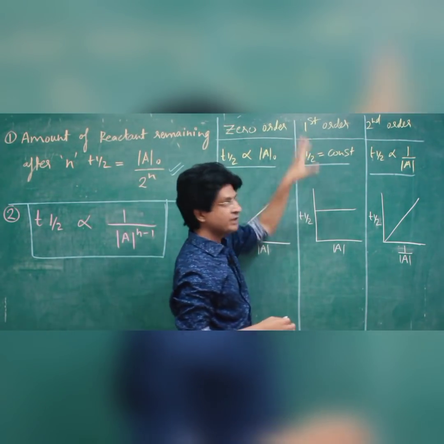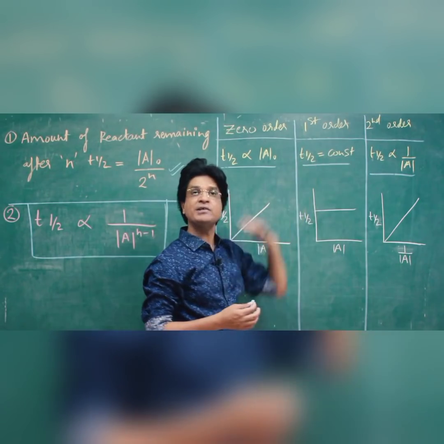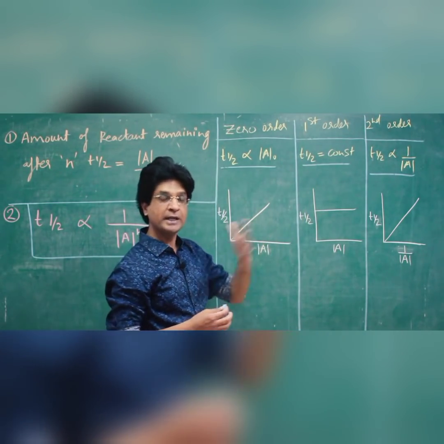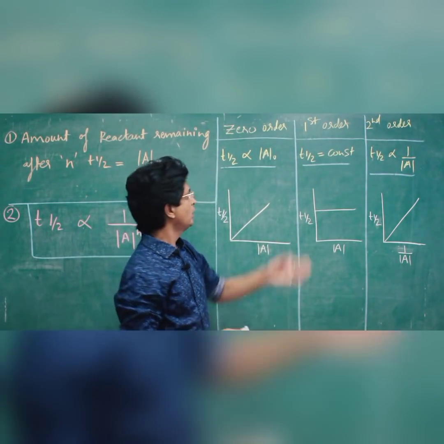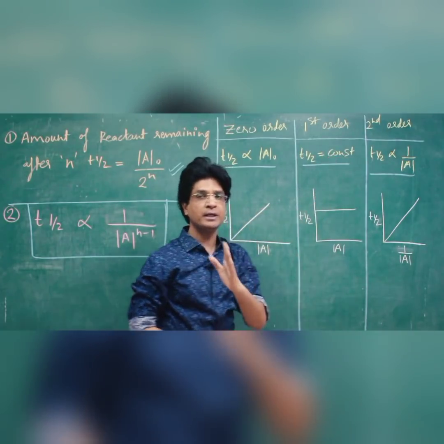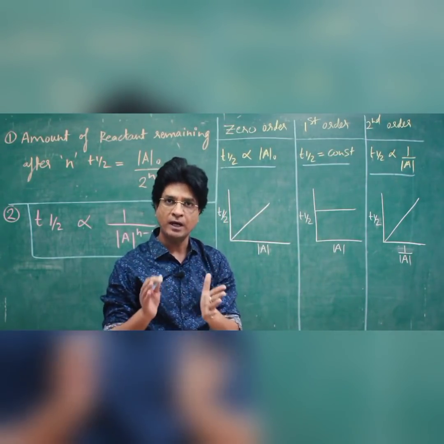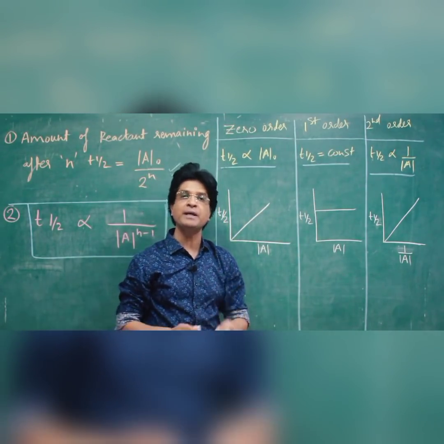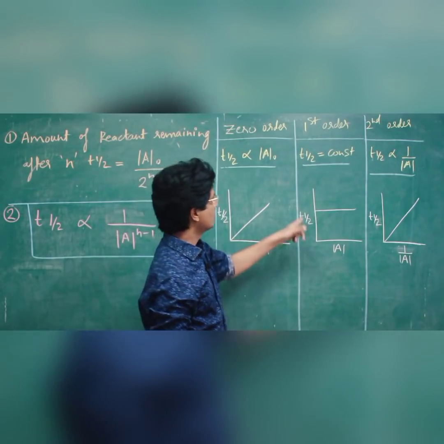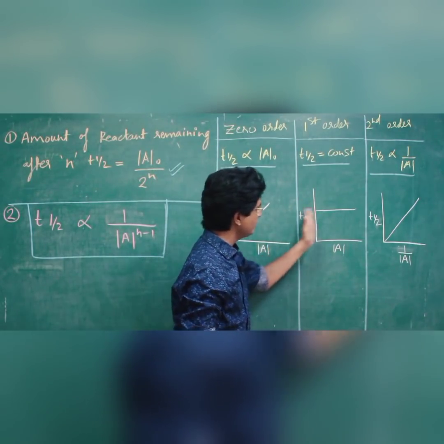It will be a straight line passing through origin. Now for first order reaction, we all know that half-life is 0.693 upon K. It is independent of initial amount. So it will be constant. Remember that for a first order reaction, half-life is constant. It is independent of the initial amount. And the graph will be T half being constant.